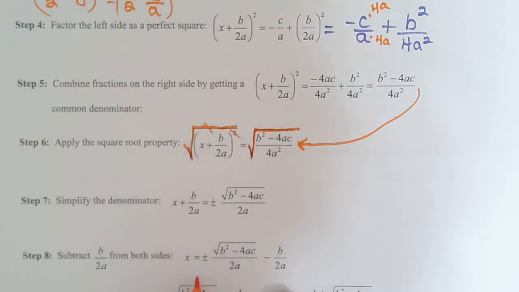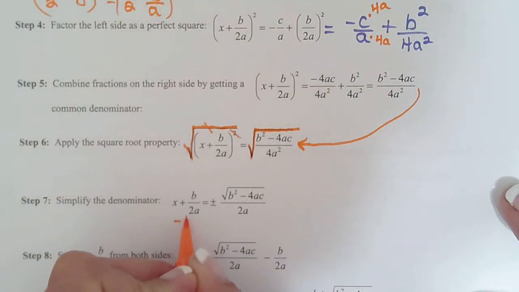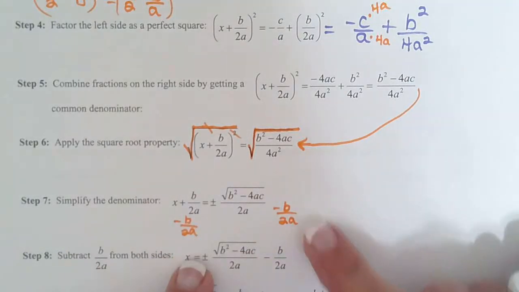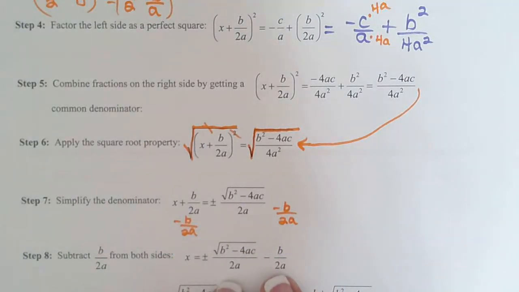And then just one more step. Subtract b over 2a, because remember we're solving for x. So this was the last step on all of our problems earlier. And so this is what the new problem is. X is alone. We have plus or minus, and we have the minus b over 2a.